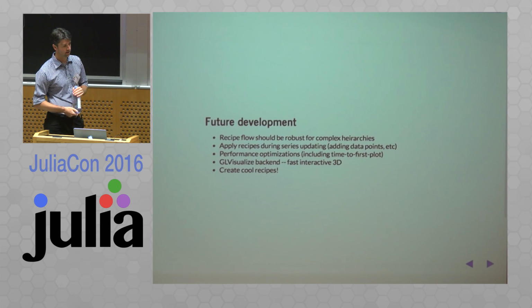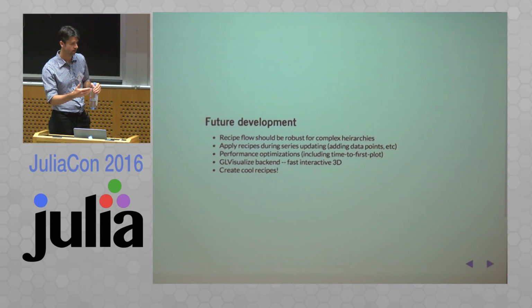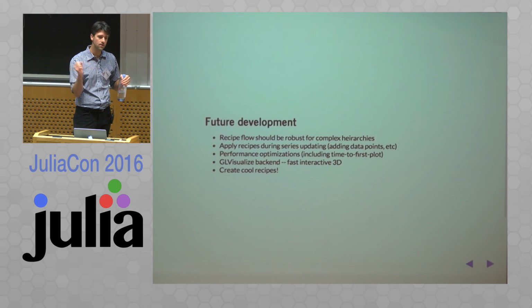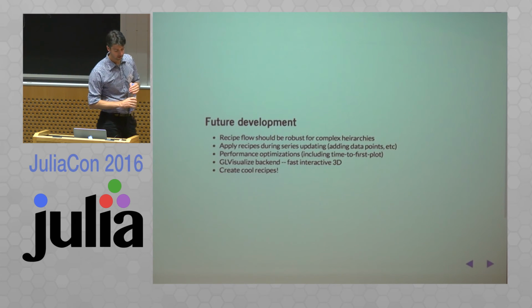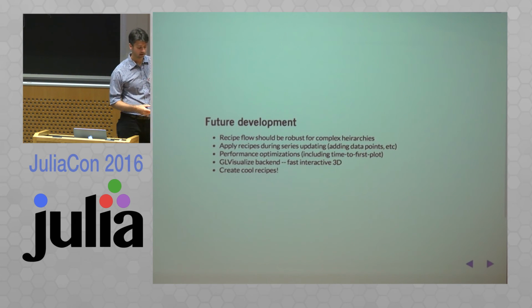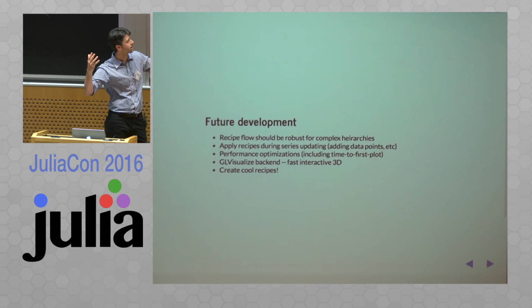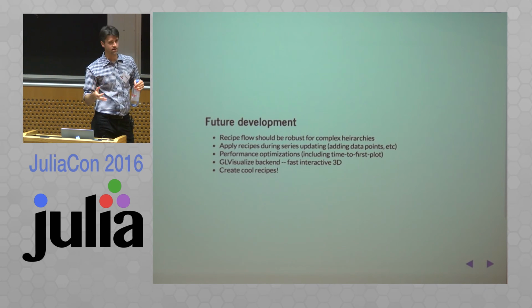Also, for the workflows where you've got a plot that you're pushing data into, like a time series plot that's being added to consecutively, right now it doesn't touch the recipe side of things, which I think is too bad. I would really like to be able to push data into a histogram plot and have that update the histogram as you go. That's not connected, but I think it will be eventually.